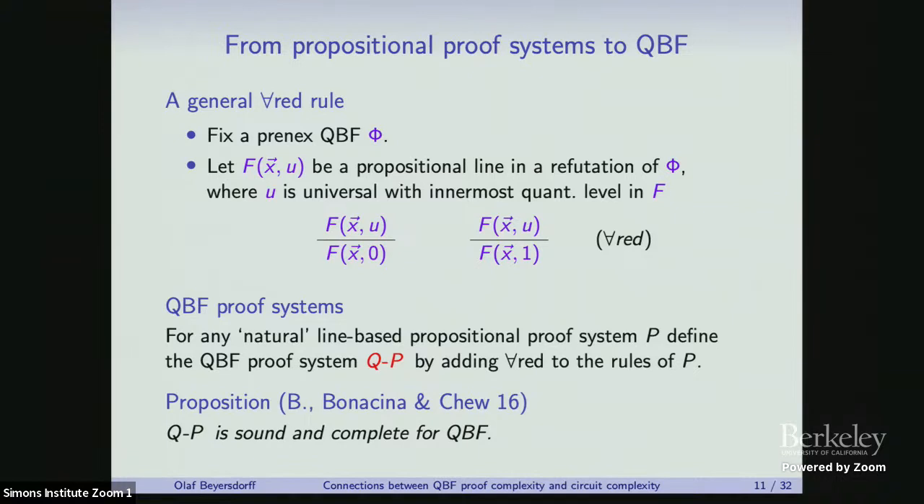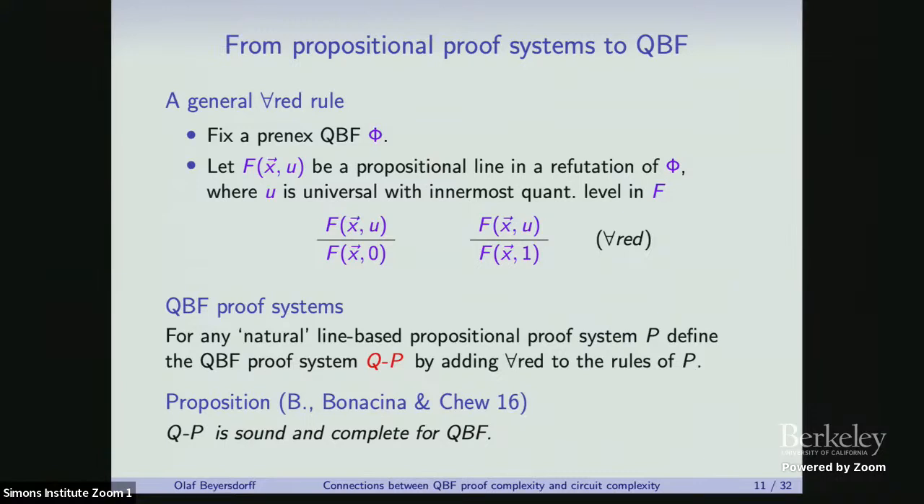Now it's a nice but not really difficult observation that this can be generalized to all, or almost all, proof systems that we know in the propositional context, for which I want to define a general universal reduction rule. We work again with prenex QBFs as before, and now let f(x,u) be a propositional line in a refutation of phi. So it's any propositional line. If you're in cutting planes, an inequality. If you're in Frege, it's a formula. Whatever your proof system works with.